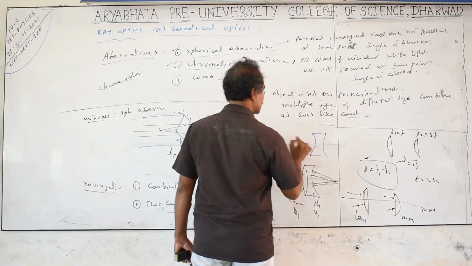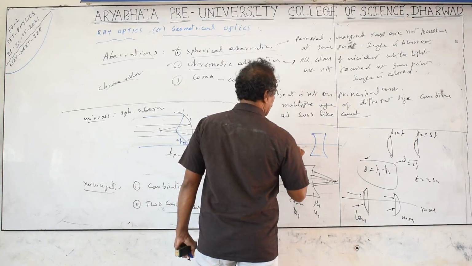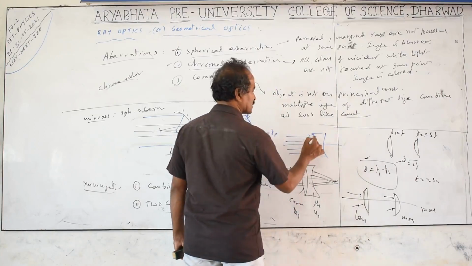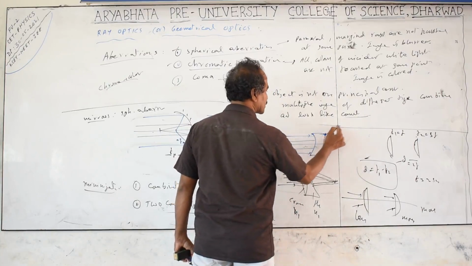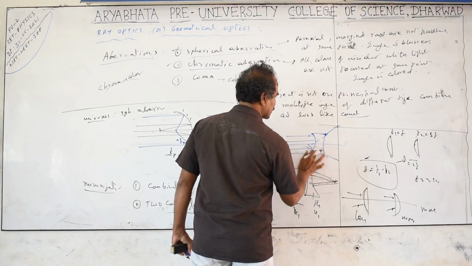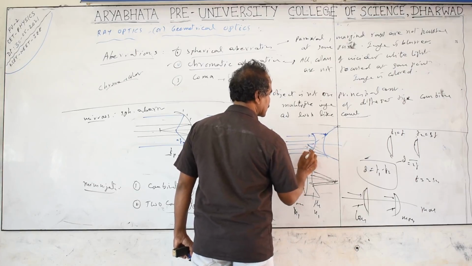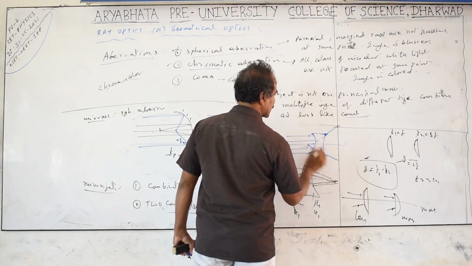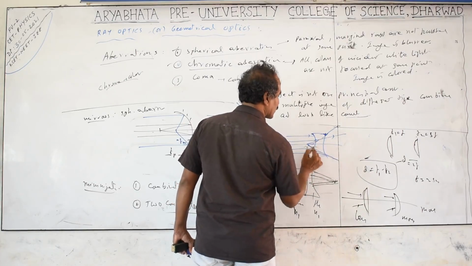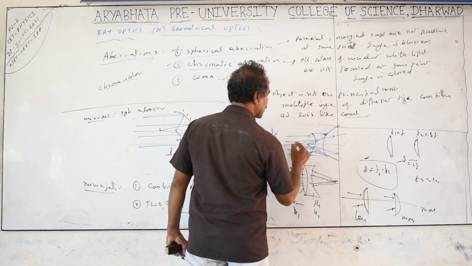Light rays close to the principal axis, light rays far away from the principal axis. These marginal rays have more angles, more deviations. More deviation results in meeting close to the lens, the center of the lens. But paraxial rays at a small angle go like this, they go to this point.